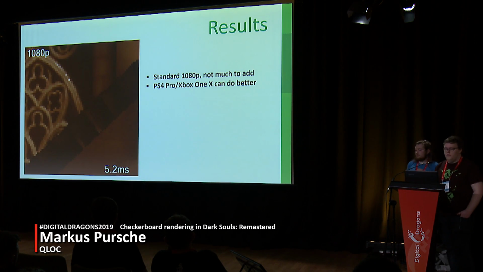So let's start off by looking at 1080p. This is standard 1080p without checkerboarding. It's not very interesting to look at, and there isn't a lot to add. This runs extremely fast on the PS4 Pro and Xbox One X, showing that they are overpowered for this task, which is why we aim for high resolution on those platforms to begin with. This is the resolution we run on regular PS4 and Xbox One.